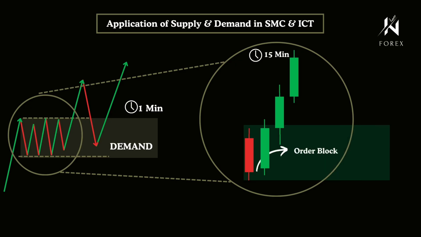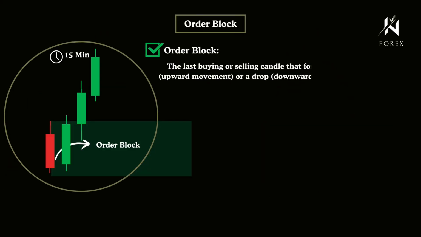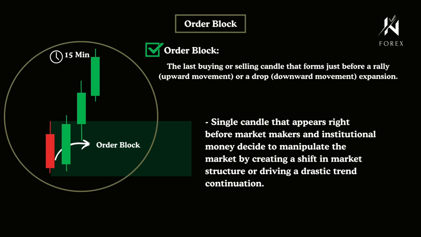This is what we identify as a bullish order block. In contrast, during a bearish setup, the base seen on a lower time frame may appear as a single bullish candle on the higher time frame, positioned just before the market drops, known as a bearish order block. The order block is the last buying or selling candle that forms just before a rally upward or a drop downward expansion. Essentially, the order block is a single candle that appears right before market makers and institutional money decide to manipulate the market by creating a shift in market structure or driving a drastic trend continuation.